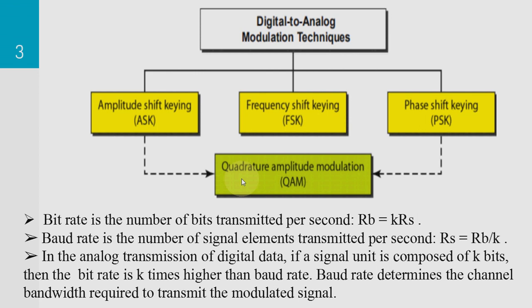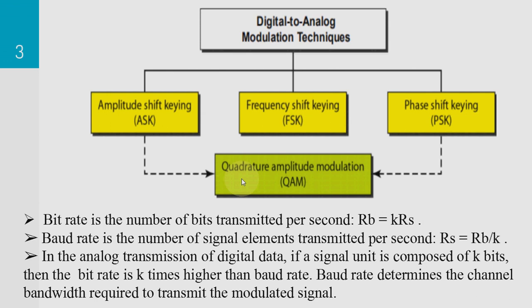So the bit rate is the number of bits transmitted per second, that is R_b is equal to K into R_s. So bit rate is nothing but the number of bits transmitted per second. The second important parameter is the baud rate, which is the number of signal elements transmitted per second. So baud rate is equal to R_b, that is the bit rate, divided by K. So baud rate is the number of signal elements transmitted per second.